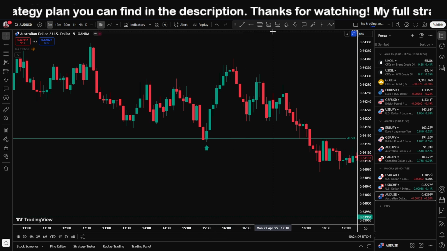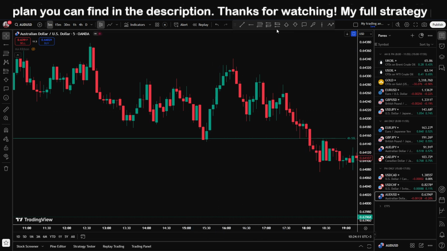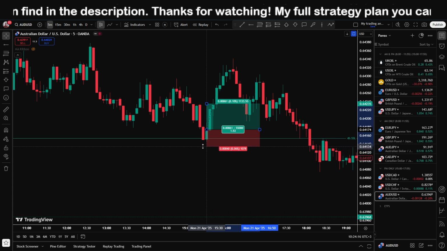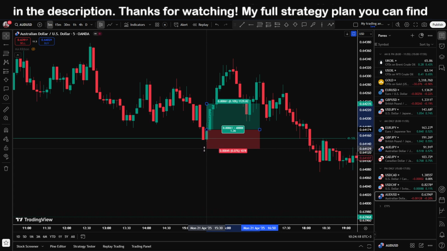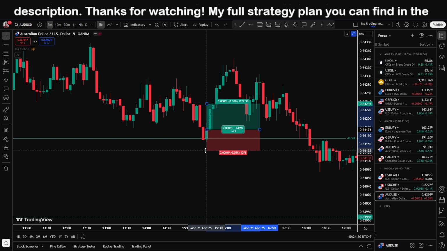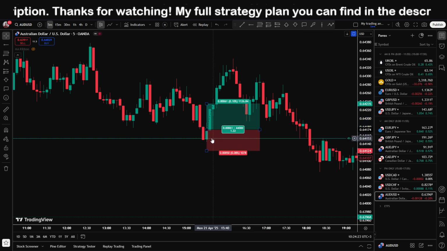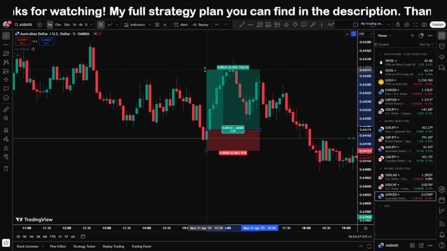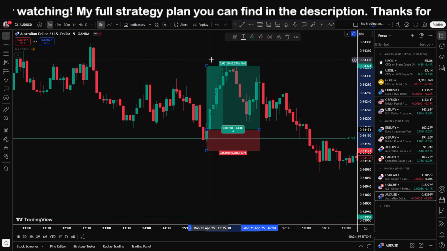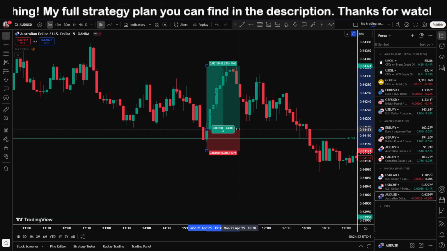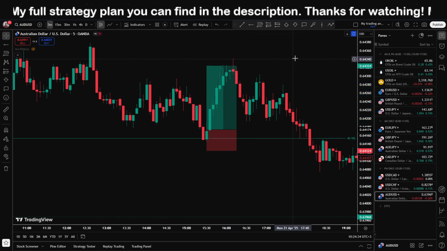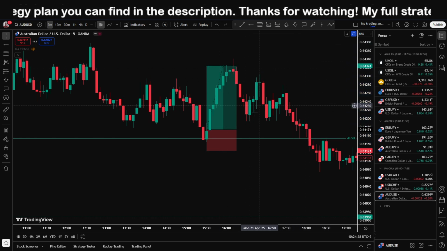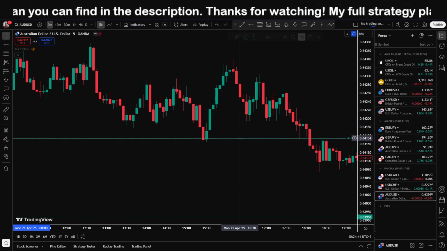We have a reversal structure. In that case, the stop was around here, around 5 points, and the risk reward ratio 1:3. You can see that this trade was in profit. That was the first one.